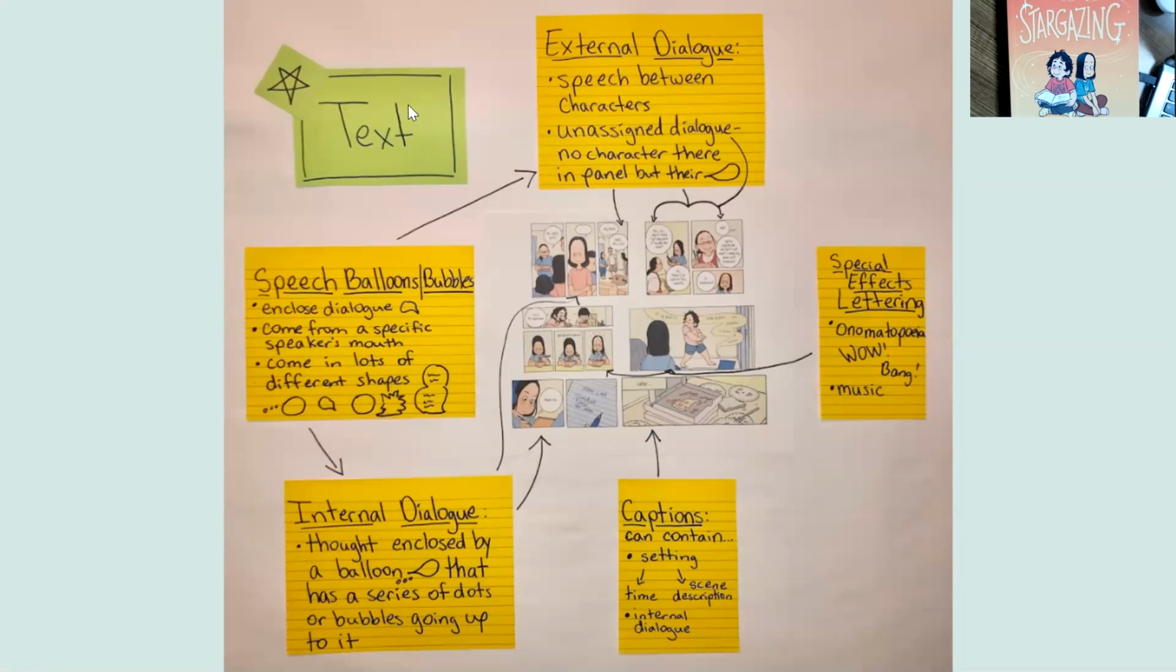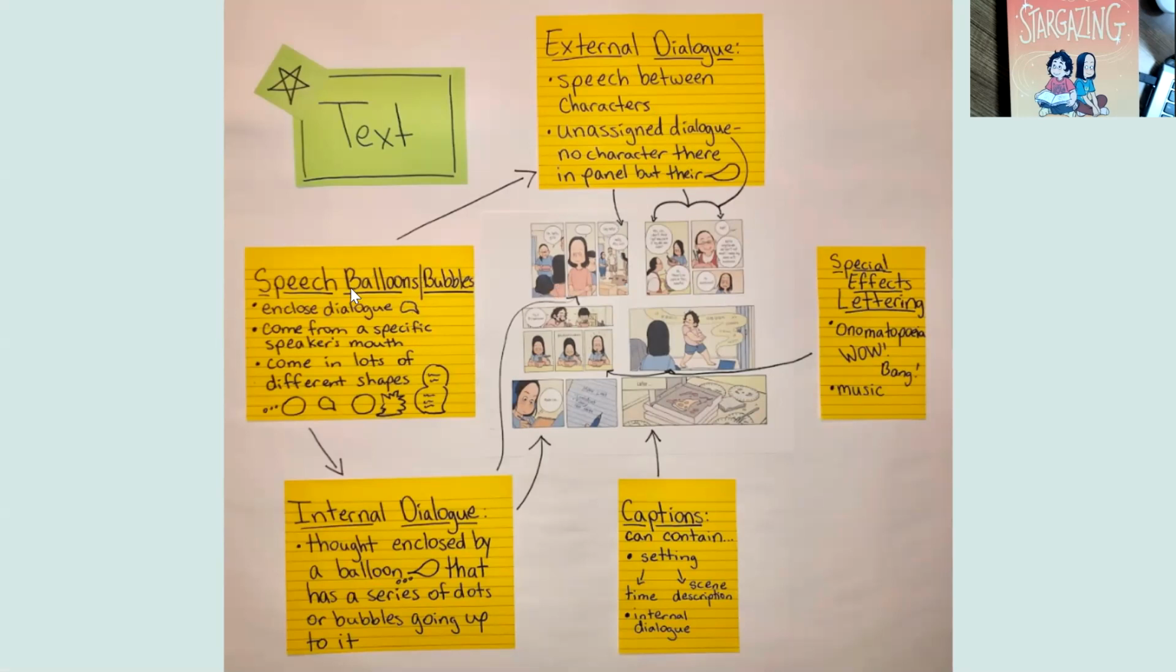External dialogue is a type of text. External dialogue is speech between characters, and unassigned dialogue means there's no character there in the panel, but their speech bubble is there. So for example, if we look right here, this is an unassigned dialogue. We have our speech bubble coming off of the panel and our character is not within that panel. So that means it's unassigned dialogue. There's no character in the panel. But we do have speech between characters where they are talking to each other within the panels.